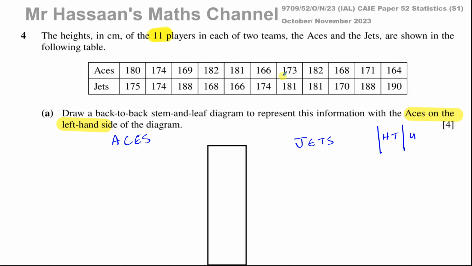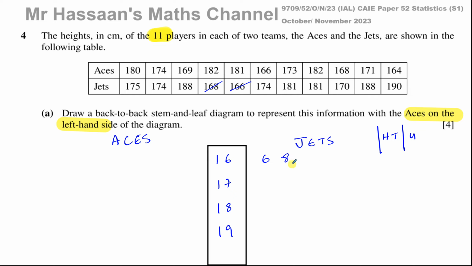We can see that the lowest value we have is in the 160s in both sets of data, and the highest value is 190. So I'm going to put the stem as 16, 17, 18 and 19. Then I'm going to put the numbers in order of size, with the Jets on this side and the Aces on that side. For the Jets, the lowest value is 166, so we put 6, and then the next value up is 168.